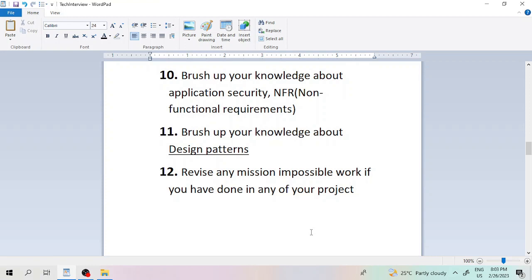Now sometimes the interviewer also tries to test what extra you have done, apart from the normal work that other team members are doing in your project. Have you done any mission impossible work in your project? Have you done any critical work in your project? If yes, then please go through the details of that project. Please keep that in mind so that you can properly explain it to the interviewer, and definitely this is going to put a very good impression on the interviewer.